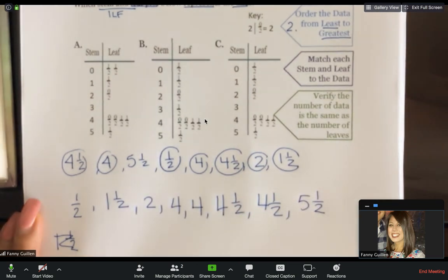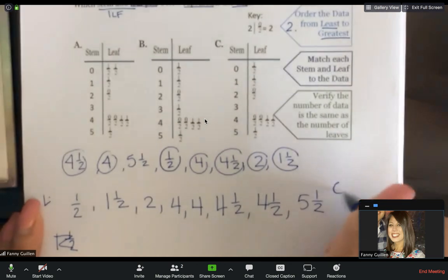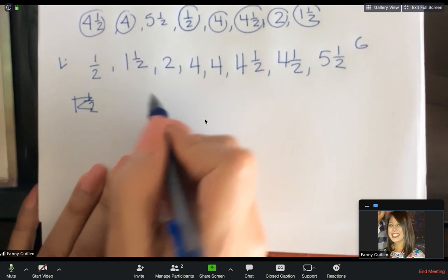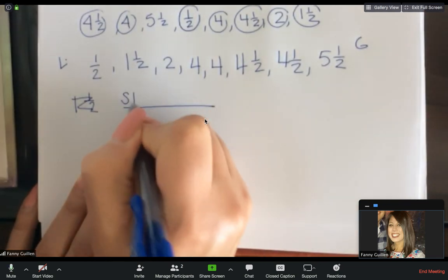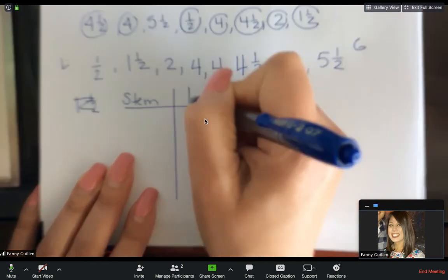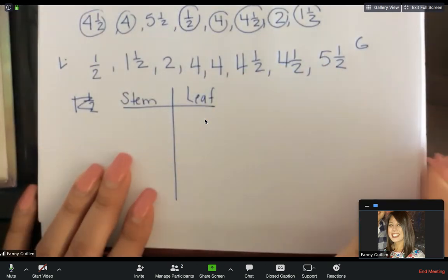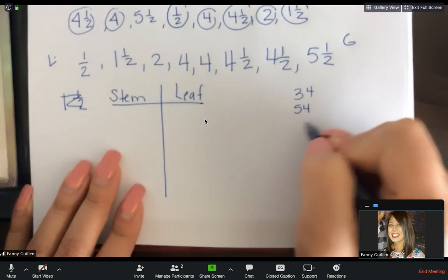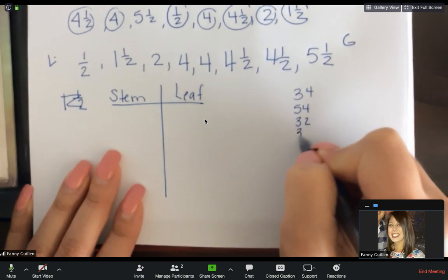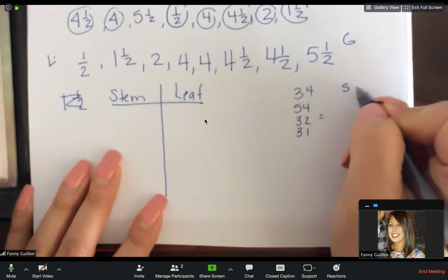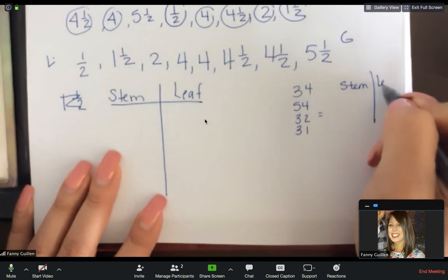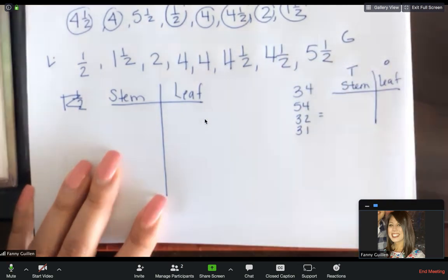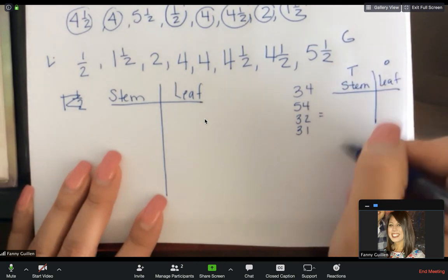Now that I've done these from least to greatest, now I'm going to make a table. And my table is going to have all this information. Remember when we make a table, we have the stem and we have the leaf. For example, if I have the number 34, 54, 32, 31, stem and leaf for that, stem, it's basically a place value, right? So all my ones would go here and all my tenths would go here. And they would go in order from least to greatest.